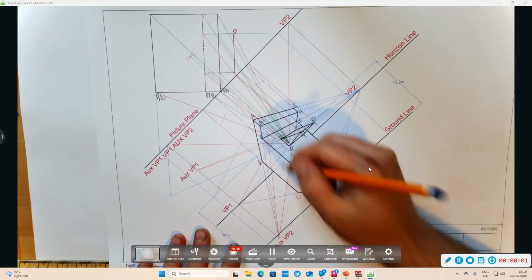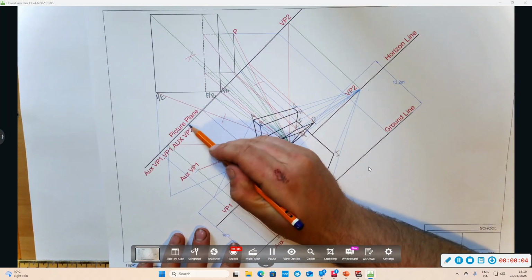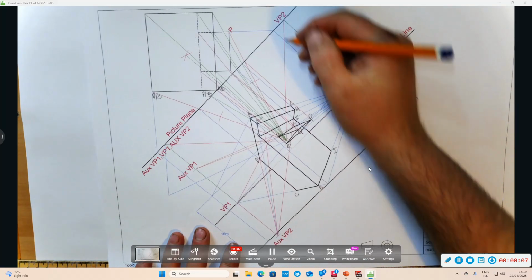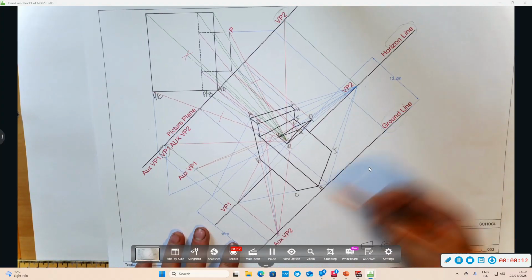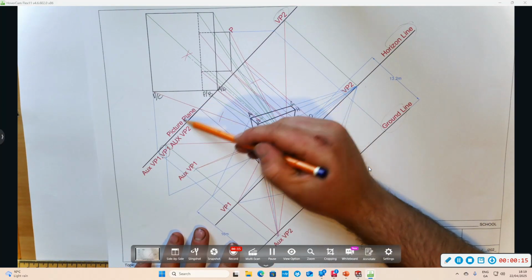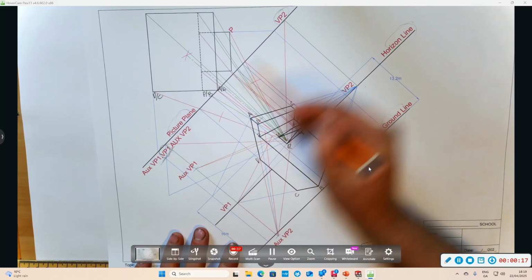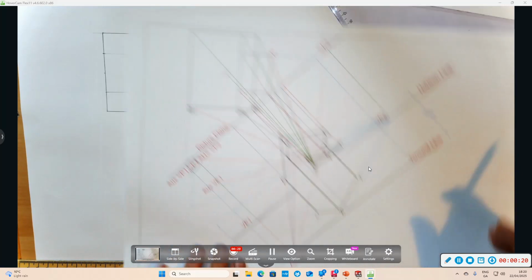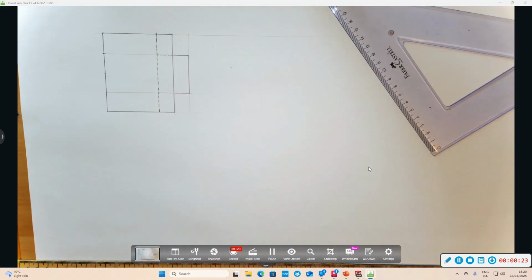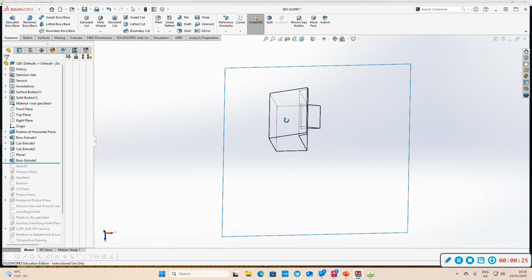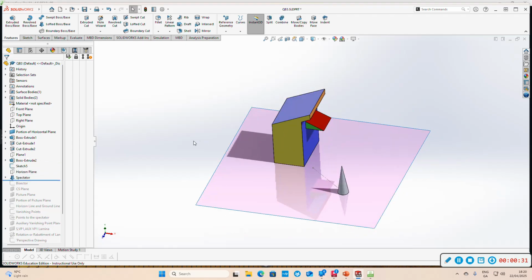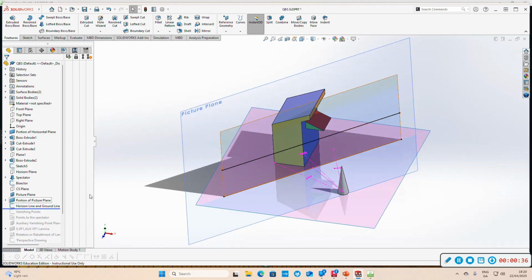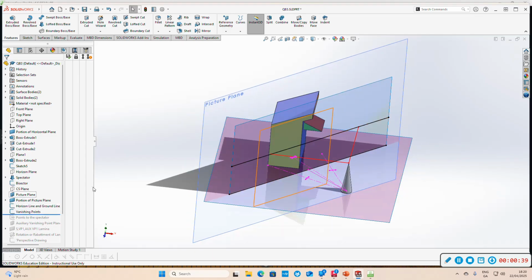Now I'm going to show you how to find a spectator, how to get the picture plane, how to get the vanishing points, the horizon line, and the ground line. So: spectator, picture plane, vanishing points, horizon line, ground line. I'll quickly show you that in 3D. Spectator, picture plane, horizon line and ground line, and the vanishing points.